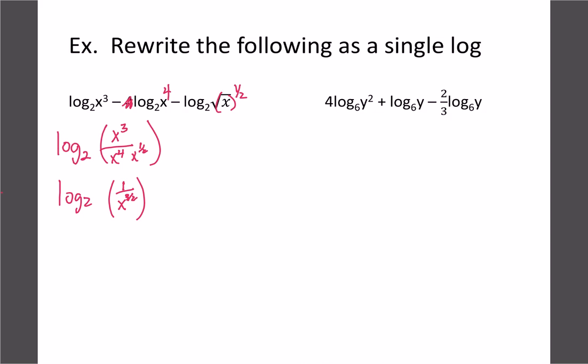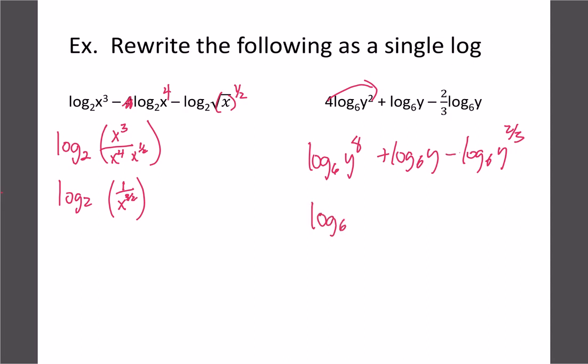Okay, let's do the same thing for this last one. So we got a 4 there. Let's bring that 4 up. So in this case, we'd actually have log 6 of y squared, and y squared to the 4th would be the same thing as y to the 8th. And then we got log 6 of y. And let's bring the 2/3 up as well. So we have log 6 of y to the 2/3. And it's a minus, not a plus. Let me fix that. And that's it. So we've got all of our log 6's.